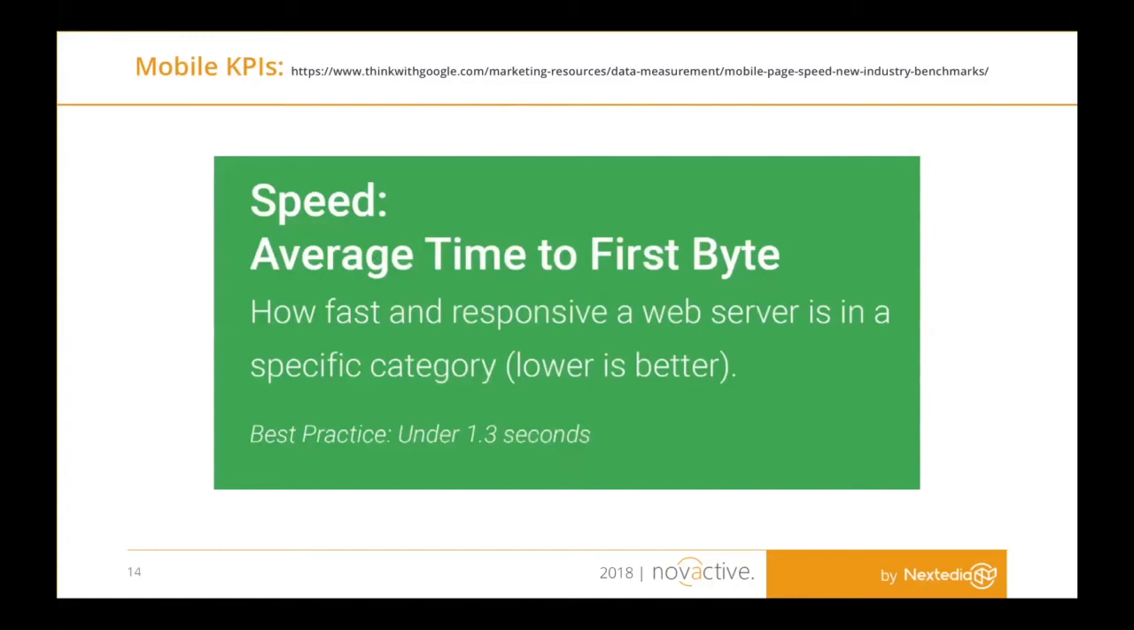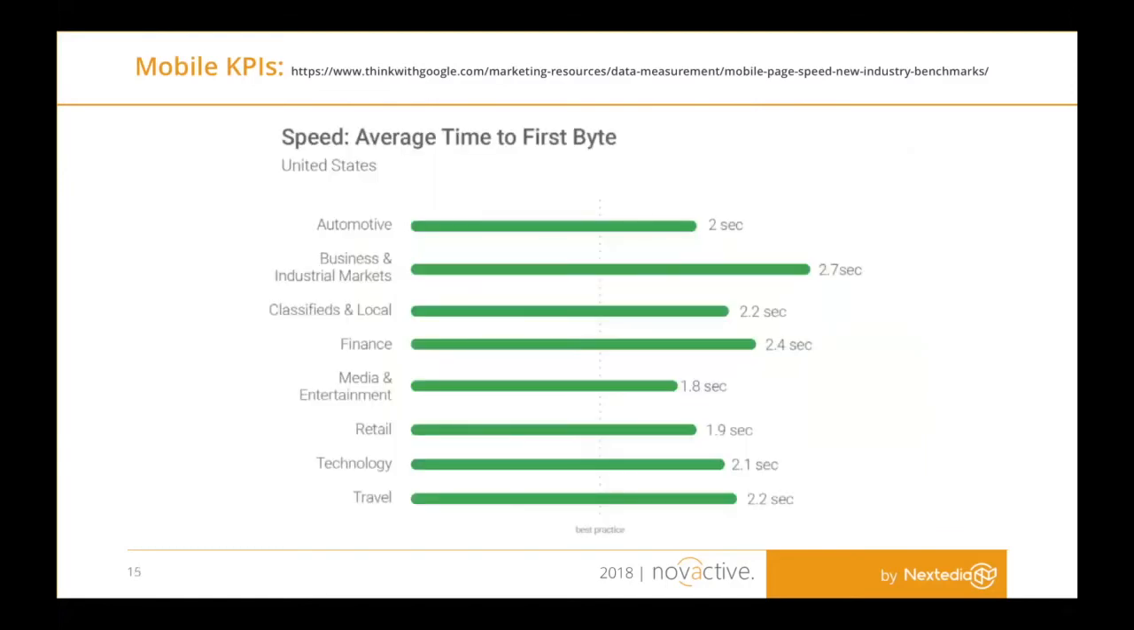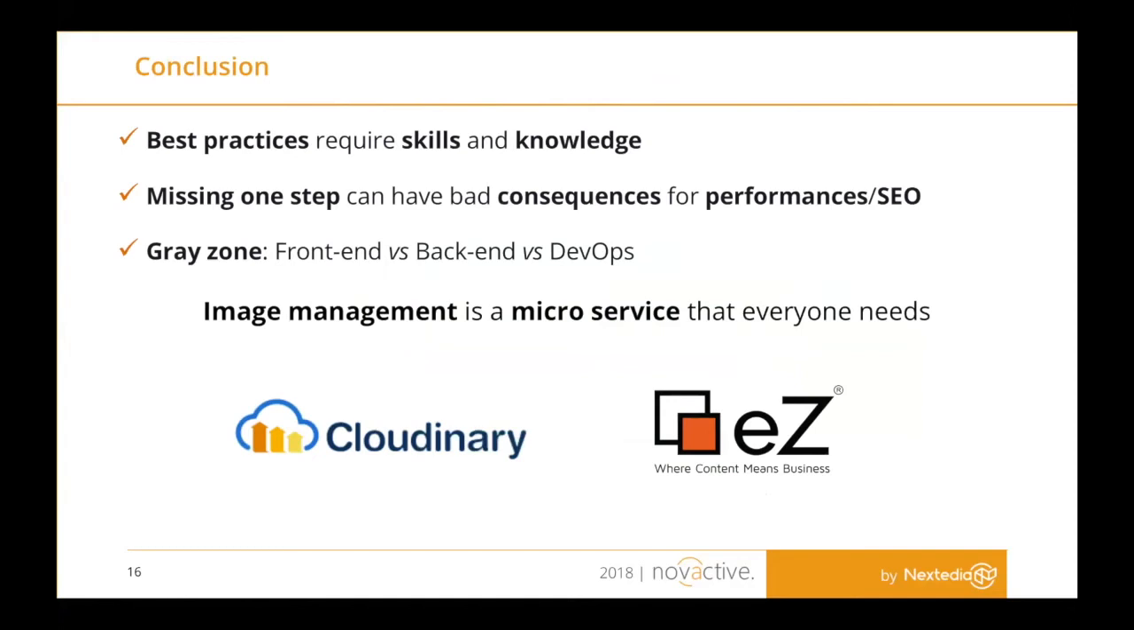The best practice provided by Google is 1 to 3 seconds. And as you can see in the industry, we are not there yet. But honestly, this one, with a CDN and Varnish as a reverse proxy, you can reduce that to 500 milliseconds, for instance. That's completely achievable.